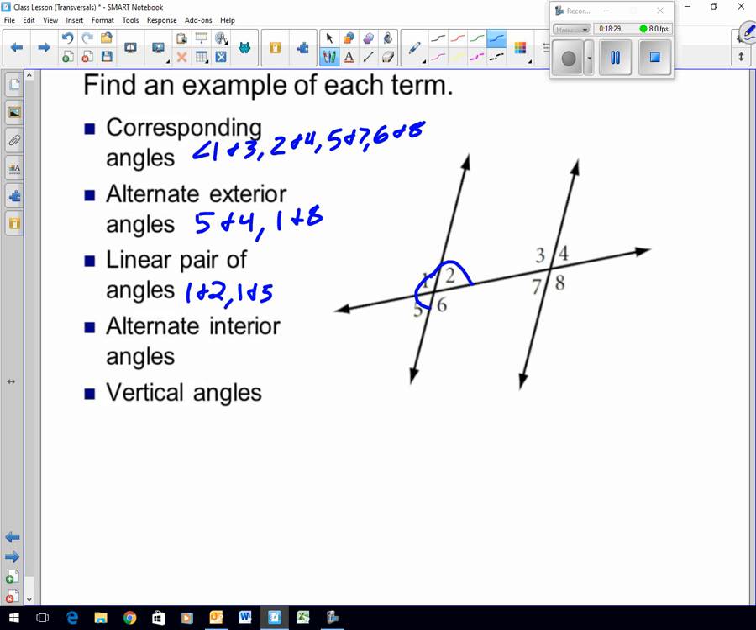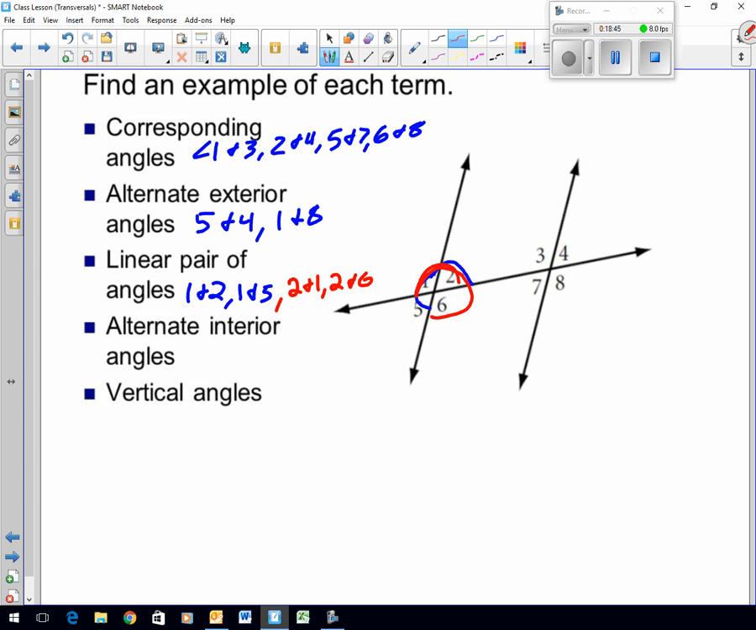What if I looked at angle 2 instead? 2 and 4 and 2 and 6. Just go to the left, go to the right. 2 and 1, 2 and 6. And we could do that with every single angle.